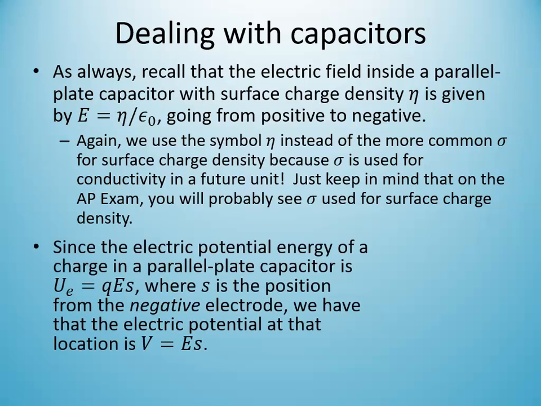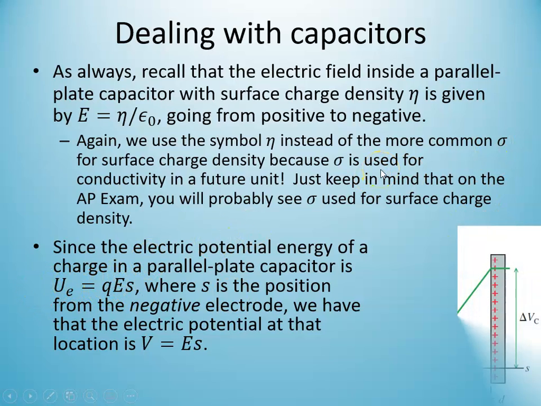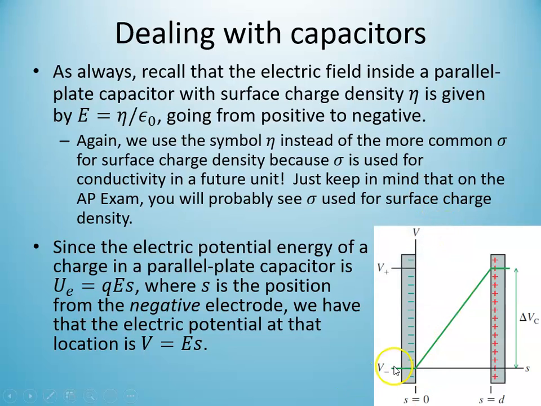But since the electric potential energy of a charge is QES, where S is the position, basically the distance from the negative electrode, where we're calling the position of the negative electrode 0, we have that the electric potential is V equals ES. In other words, potential is potential energy per unit charge. So we divide out the Q, and there we go, ES. In other words, as you go from the negative plate to the positive plate, the electric potential goes up in a steady rise. It's a constant slope because it's a constant electric field.